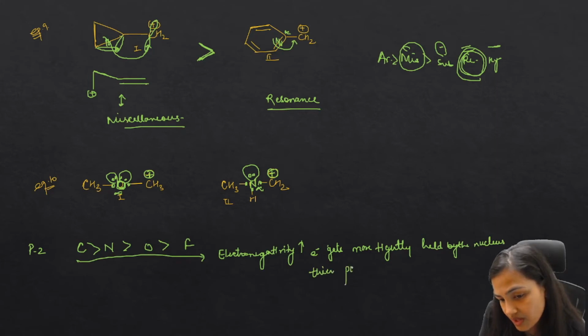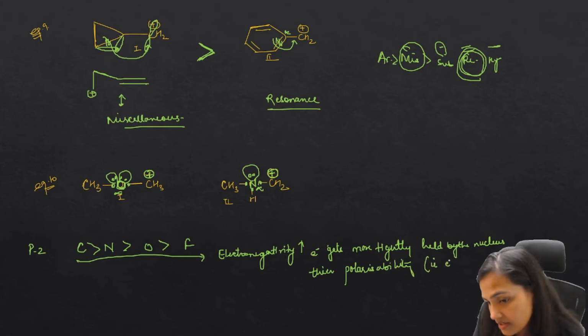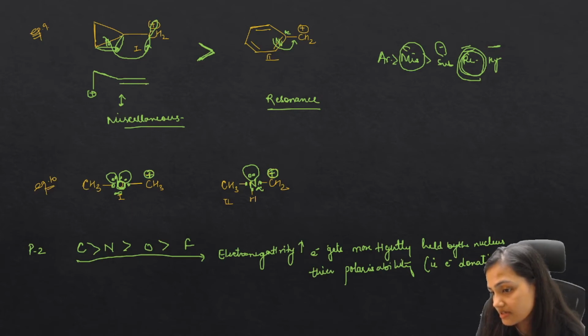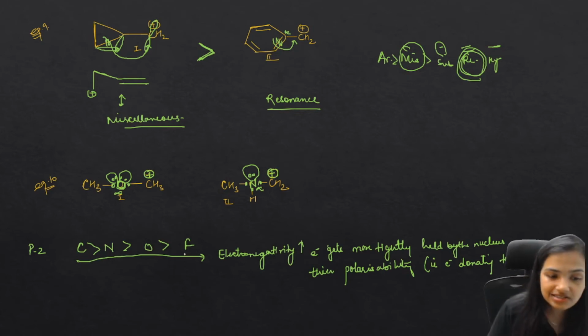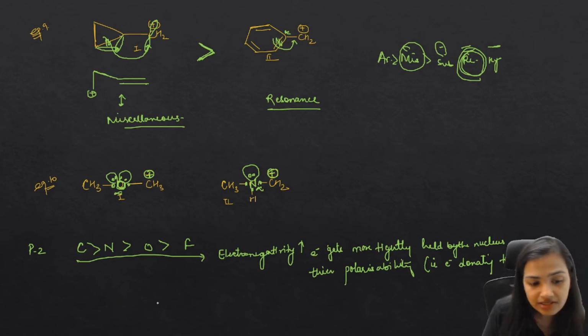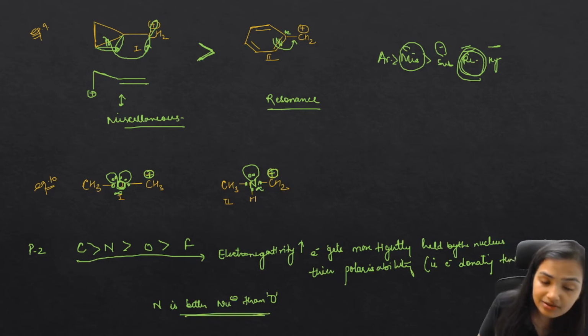Since the electrons will be more tightly held by the nucleus, their polarizability decreases. Polarizability means electron donating tendency. Polarizability, that is electron donating tendency, decreases. Okay, so since the electronegativity increases, the electron giving tendency decreases, so they will not be a better nucleophile. So that's how we can say that nitrogen is a better nucleophile than oxygen. That's the reason nitrogen is a better nucleophile.